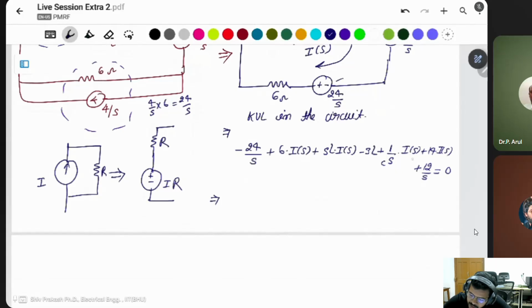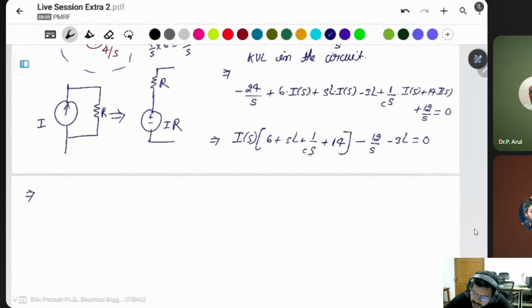IS I have taken as a common. This will be 6, this is SL, this is plus 1 by CS, this is 14, minus 24 by S plus 12 by S. It will be a minus of 12 by S. This is a minus 3 by L. These two are the constant.